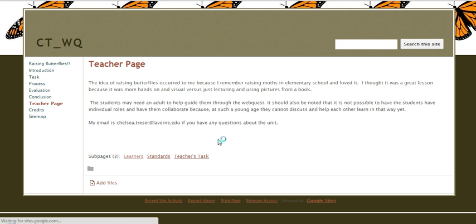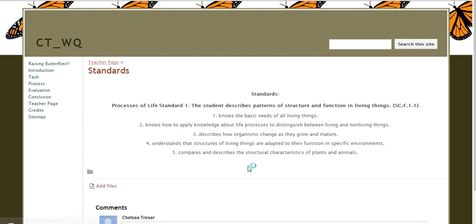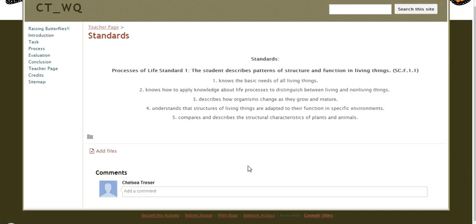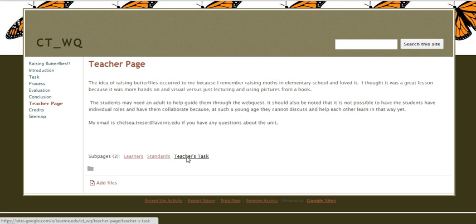The standards used are the Process of Life Standard 1: students describe patterns of structure and function in living things. So they know the basic needs of living things, know how to apply knowledge and life processes, distinguish between living and non-living things, describe how organisms change as they grow and mature, understand that structures of living things are adapted to their function in specific environments, and compare and describe the structural characteristics of plants and animals. So that's the standard.